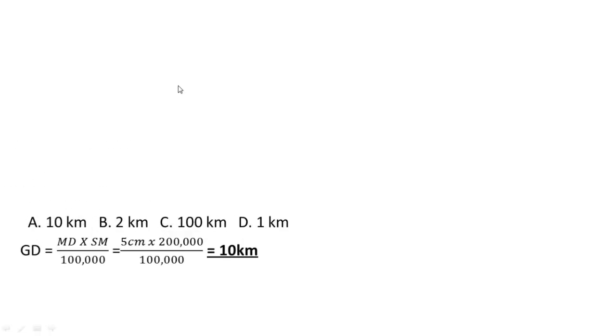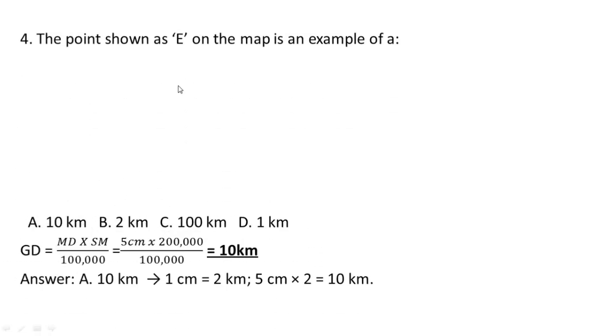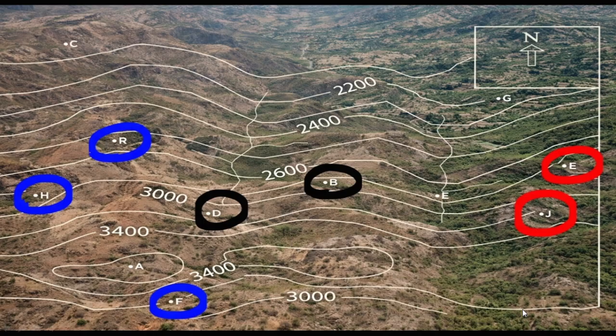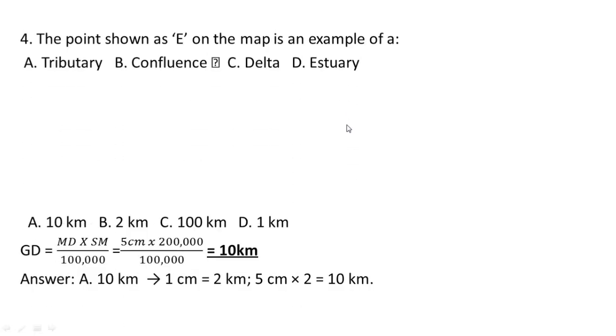Question number 4. The point shown as E on the map is an example of what? Where is E? E is here. This one is E. Okay, let me go to the choices. A. Tributary. B. Confluence. C. Delta. D. Estuary.